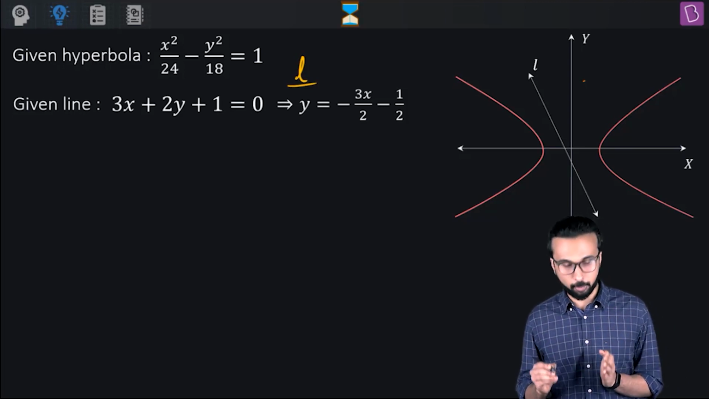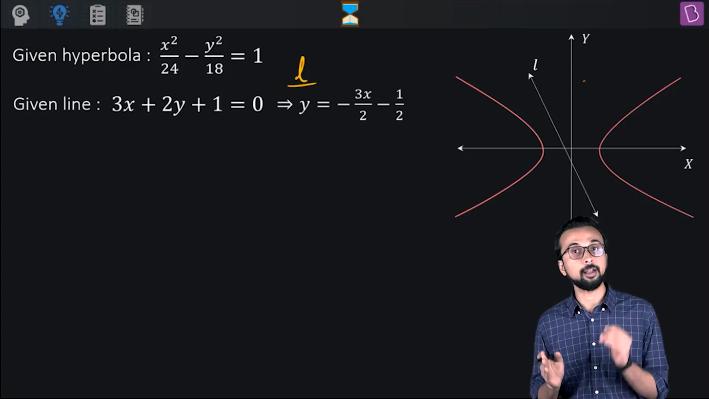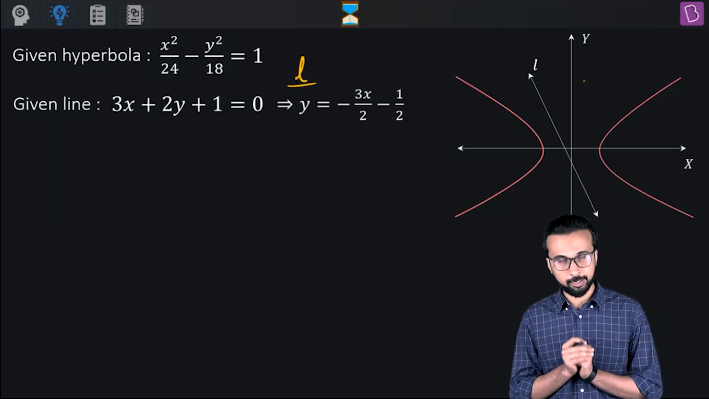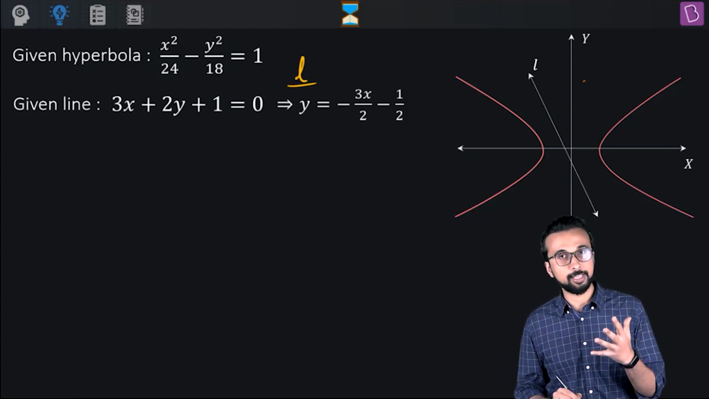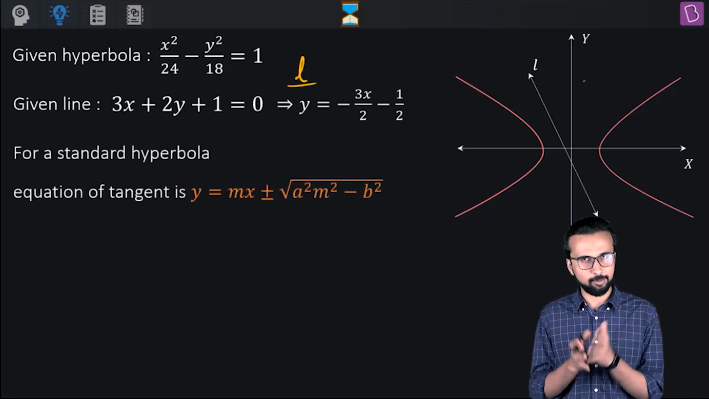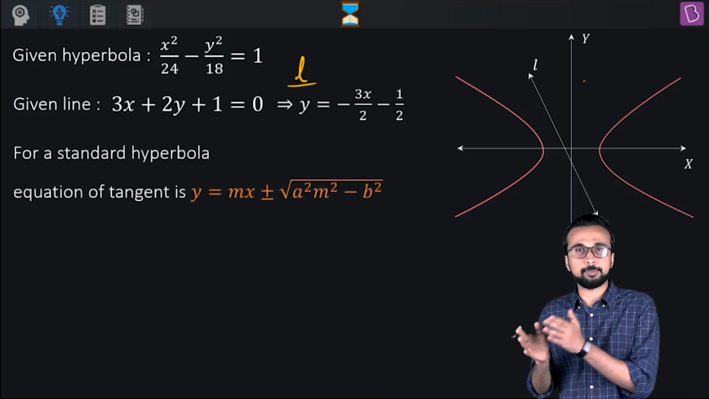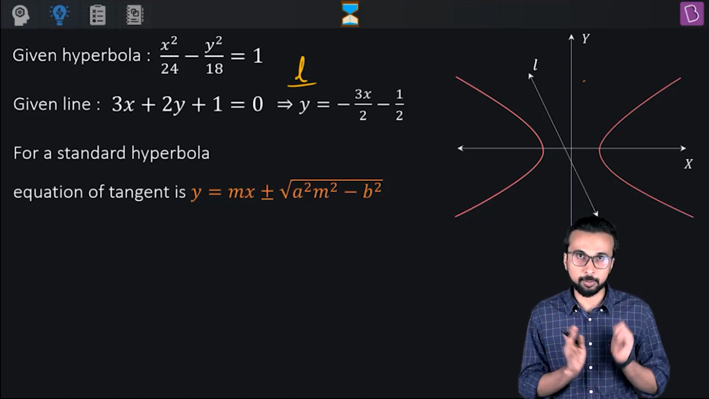Now I have to find the point on the hyperbola which is closest to this. Okay, so how do we go about this? For that, we find the equation of the tangent. Okay, the tangent, obviously the equation will be y equal to mx plus or minus root a square m square minus b square for a hyperbola.